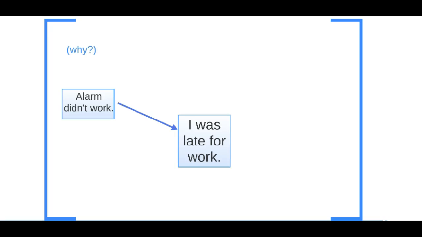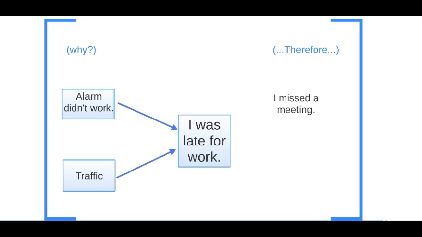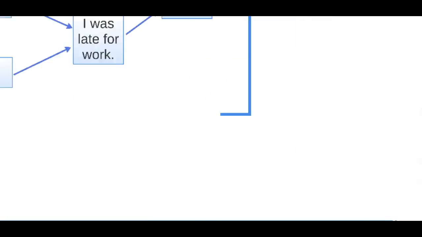I was late for work. Why? Because of traffic. Write my box, draw my arrow. I could go on and on with why I was late for work, but for now I'm just going to leave it there and I'm going to go to the consequences. I was late for work, therefore I missed a meeting. Draw my box, draw my arrow, and make sure my arrow is going in the direction as I read, which one came first, being late or missing the meeting. That's how you can remember how the arrow goes.